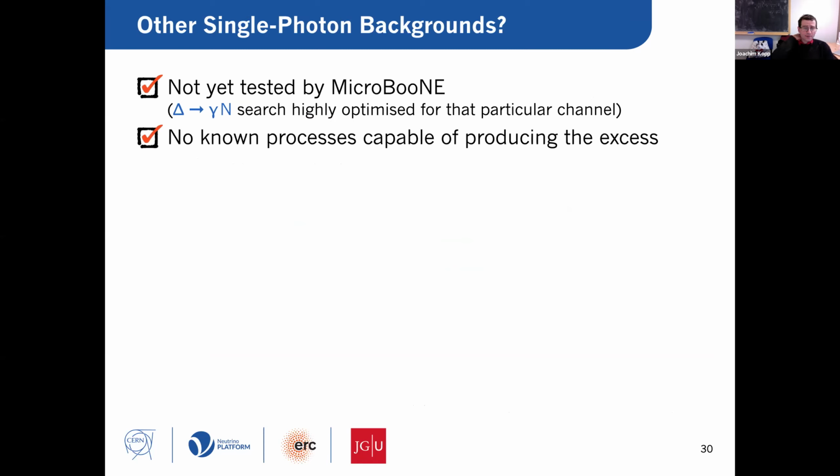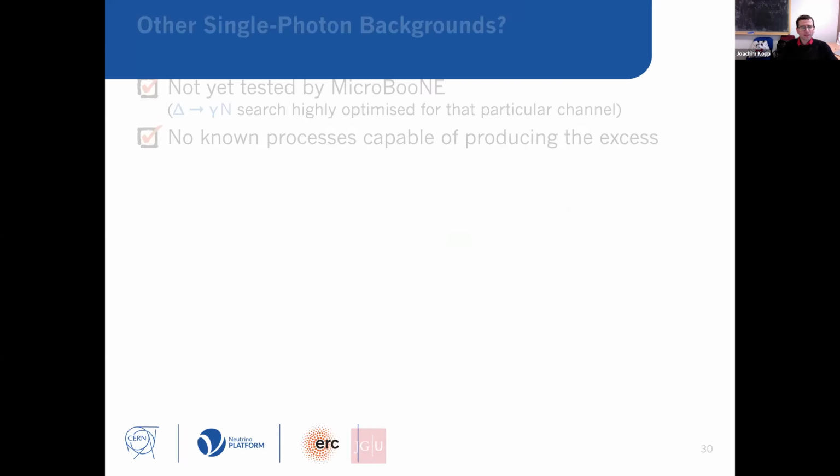Now, I should mention one caveat here, namely, this was a search only for delta to gamma n. So this was a search for single photons specifically from the decay of a delta resonance. If there's another single photon process, another process that makes such high energy photons, that could still be a viable explanation for MiniBooNE, and that would not have shown up in this particular analysis by MicroBooNE. I'm not aware of any such process, but if there is one that we've missed for whatever reason, then it might still be viable. Of course, MicroBooNE will eventually also do an inclusive single photon search that then might pick up such a background as well.